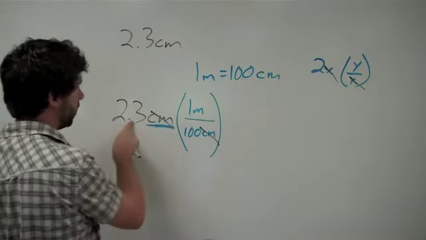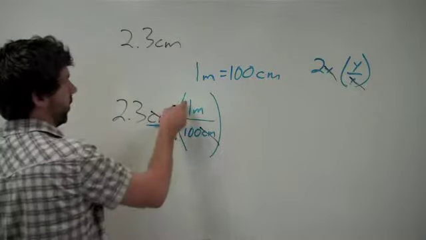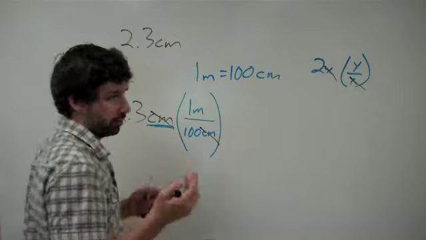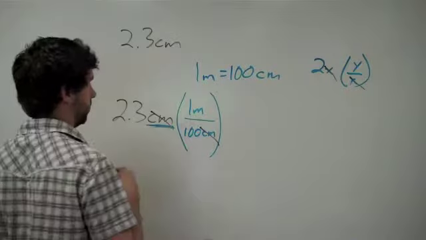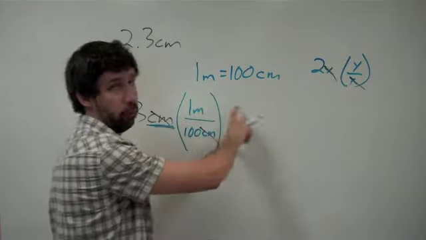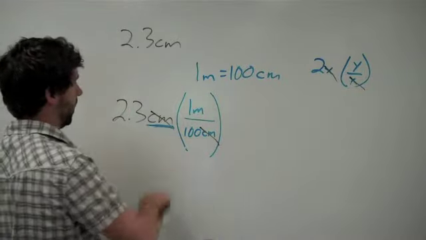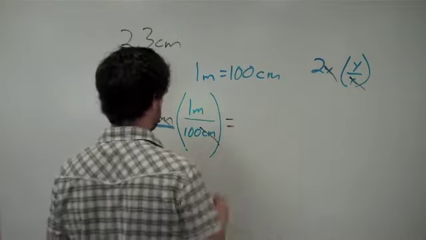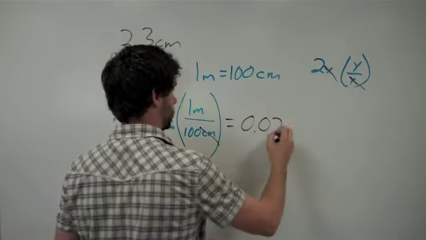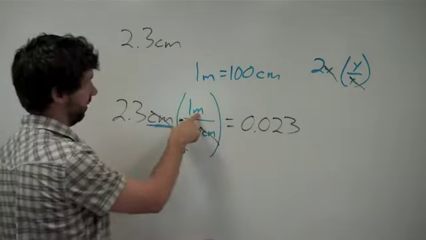So I'm going to take 2.3 times 1, divide by 100. Really, you don't have to do the times 1, but I say it just so you remember that's what we're doing. Now remember, this is actually equal to 1, so I'm taking a number and multiplying by 1. I still have the same value, it just looks different. So 2.3 divided by 100, it turns out, is 0.023. And now, you'll notice that we're left with meters as a unit.